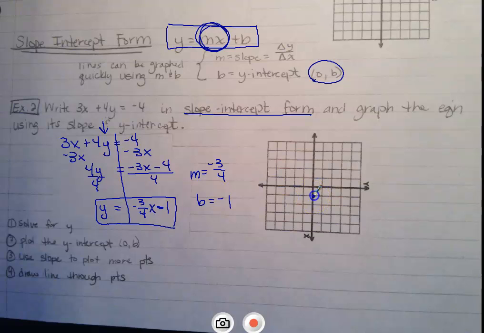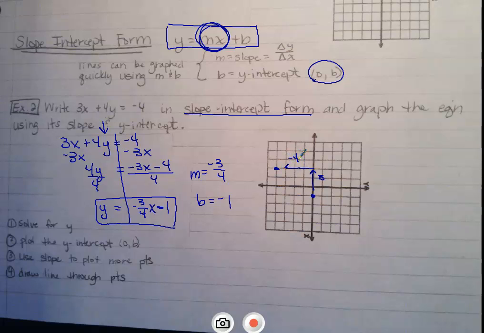And then you just go, I would do +3, -4. Okay, so you would do +3. So to do that, we would get rise 3, 1, 2, 3, and run -4. So 1, 2, 3, 4. So we went up 3, and we went back the -4.